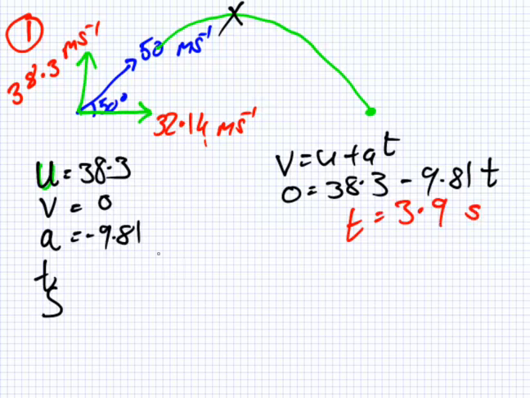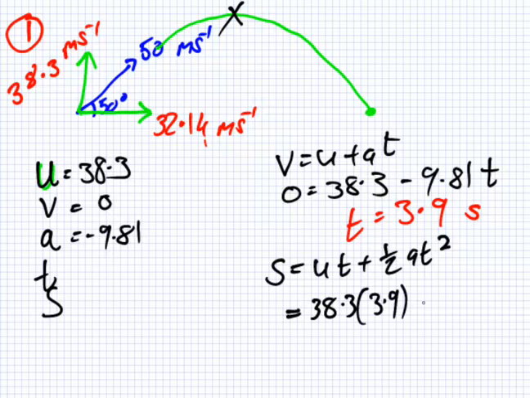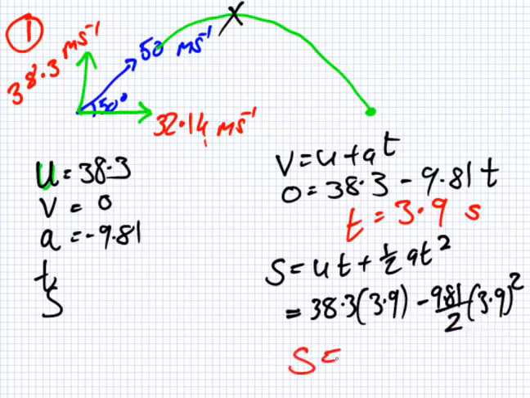3.9 seconds, and now I can get the S, which is UT plus a half AT squared, which would be 38.3 times 3.9 minus 9.81 over 2, times 3.9 squared. Yeah? So then S equals, this is the maximum height now. 74.76.